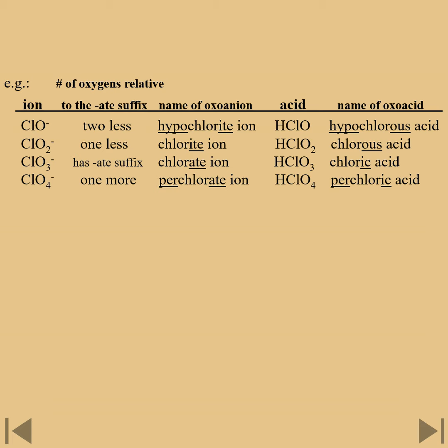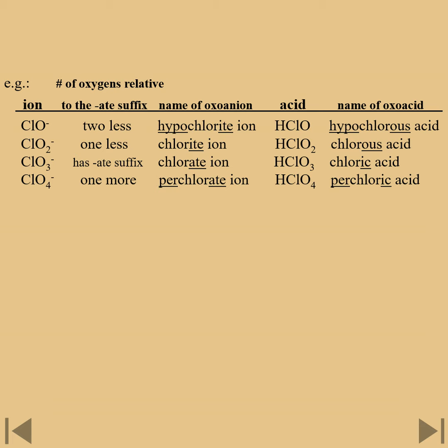So if I see 1 less oxygen, I know that's chlorite. And if I see 2 less, then it has hypo- and -ite for hypochlorite. If I have even 1 more than -ate, then I get the prefix of per- for perchlorate. So again, all we need to know is how many oxygens gets the -ate suffix. 1 less -ite, 2 less hypo- and -ite, 1 more per- and -ate.